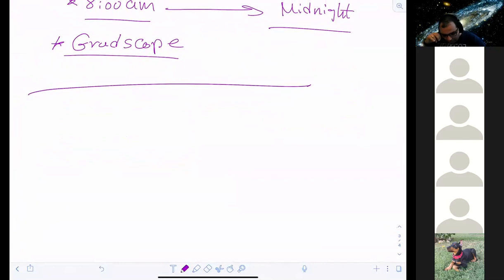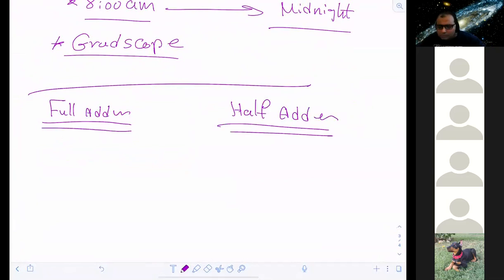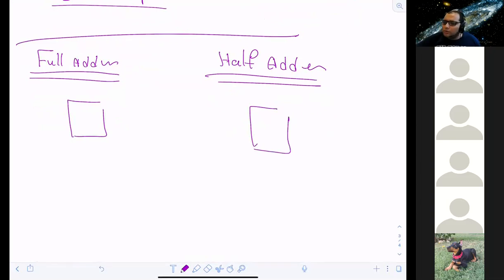So anyway, there are two different types of adder, I'm sorry. One is called a full adder, and one is called a half adder. Full adder, half adder. What does it mean, full adder? What does it mean, half adder? It's straightforward. This is also under the combinational circuits. If you look at them, both of them are boxes. Box of what? Adder.